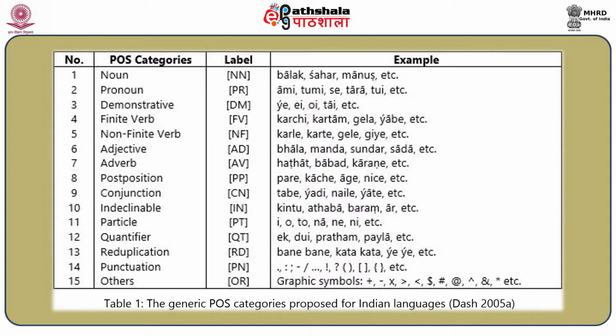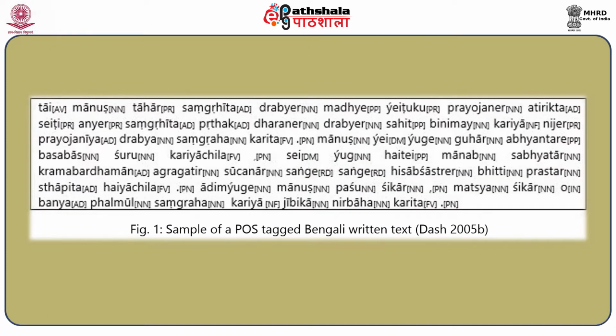I kindly request you to refer to table number 1, where I have given the full set of tag sets. Following these tag sets, some data were tagged manually to be used as a training database for the machine. Once this POS tag set was defined, gradually it has been refined, modified and augmented. Now we have the BIS tag set database, which contains, if I am not mistaken, around 46 or 47 unique tags to be assigned to words.